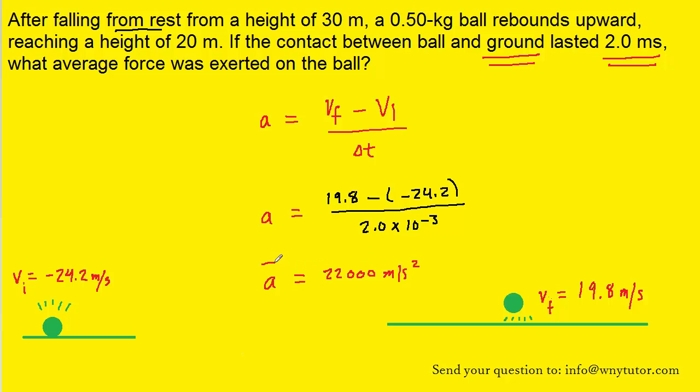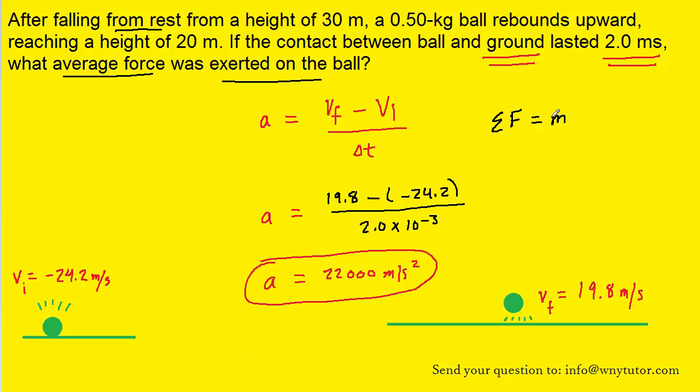a pretty substantial acceleration. Now, of course, the question did not want the acceleration of the ball. It wanted the average force exerted on the ball. But that's easy because we know that the average force on the ball will equal the mass of the ball times its acceleration. The mass of the ball was stated in the question as 0.5 kilograms. So all we have to do is plug in the mass and the acceleration, and we have the average force acting on the ball. We've omitted the units for simplicity, but the 0.5 is kilograms and the 22,000, as mentioned, is meters per second squared.